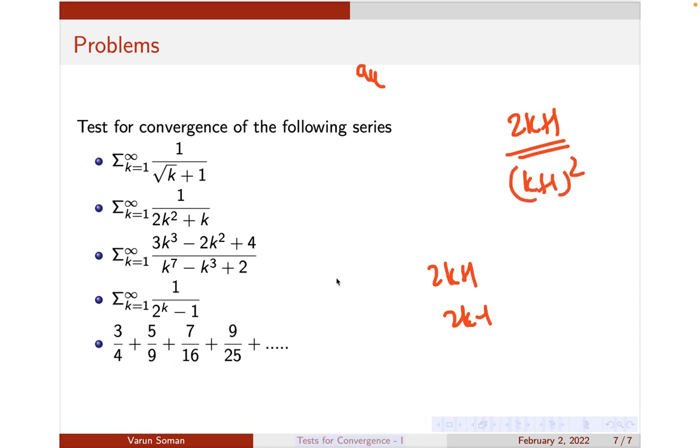Because for the first term I am getting 1 plus 1 square, for the second term I am getting 2 plus 1 square, third term I am getting 3 plus 1 square. So using that idea, you will have this one. So your akth term is actually 2k plus 1 by k plus 1 square, or it is k square plus 2k plus 1 in the denominator. I hope it is clear.